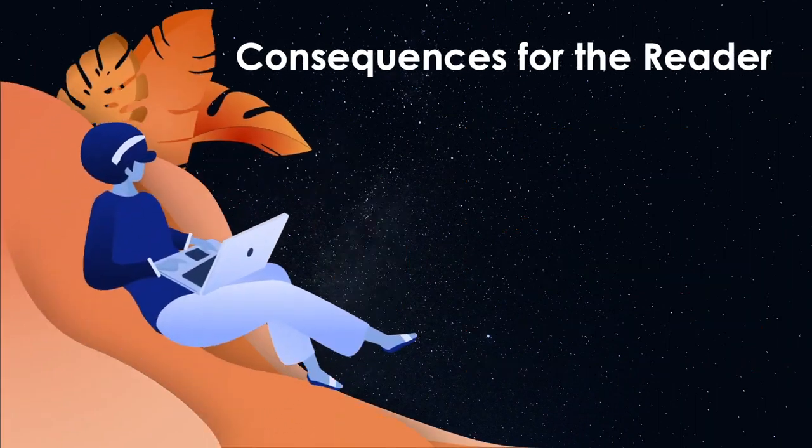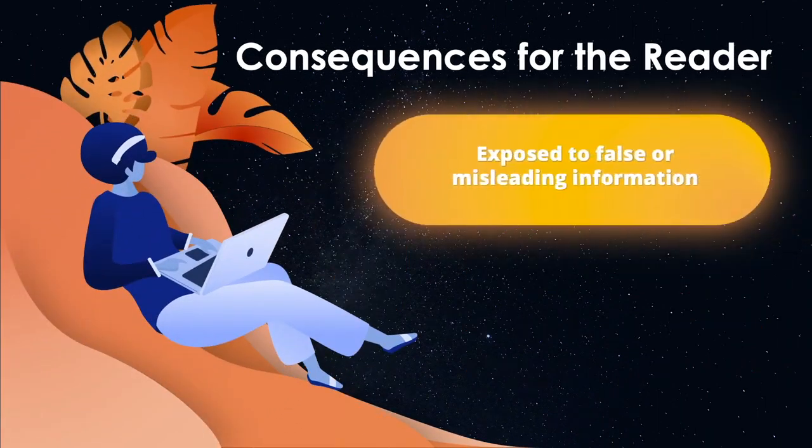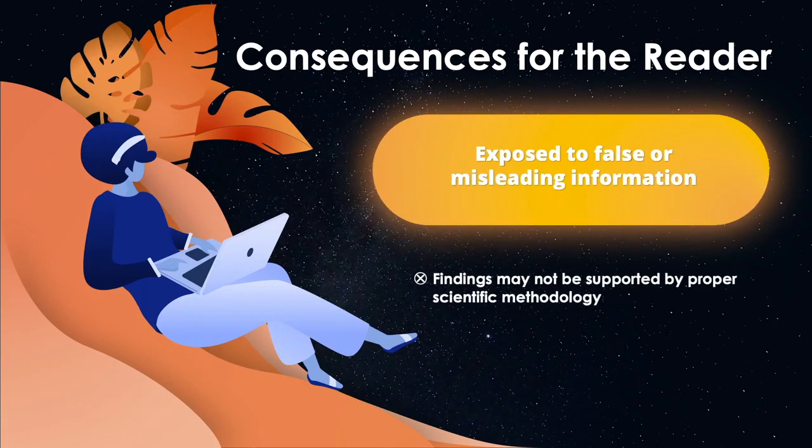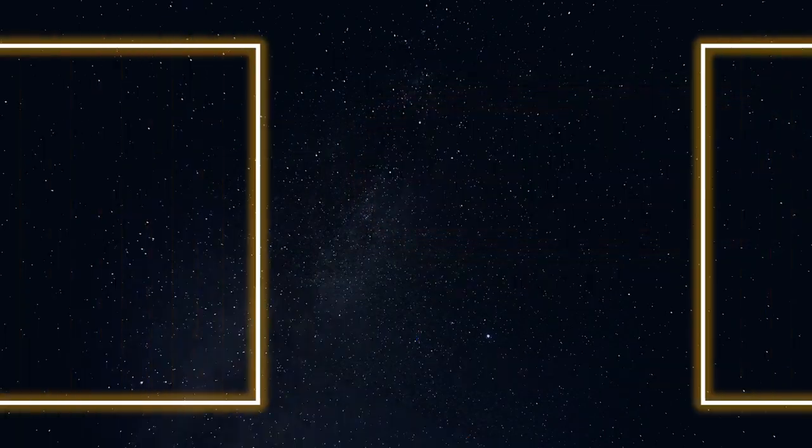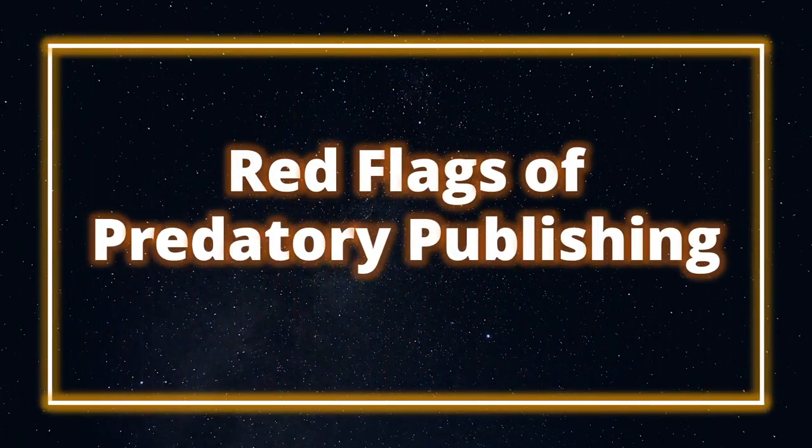Those who read articles from predatory journals may be exposed to false or misleading information because the findings of the paper may not be supported by the proper scientific methodology, or because the published paper may not have been vetted through standard publication practices. We will now look at some red flags of predatory publishing.